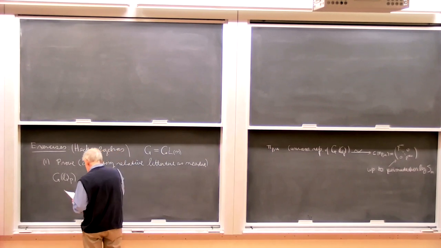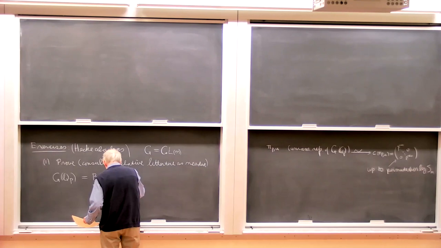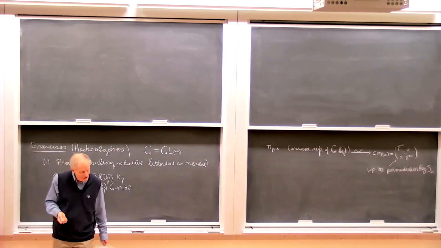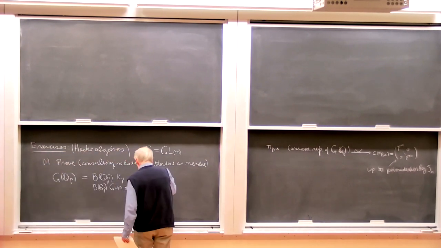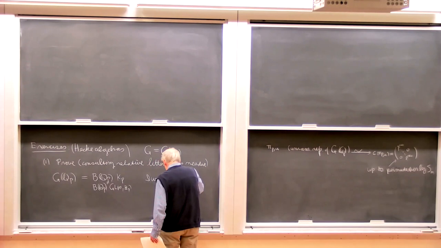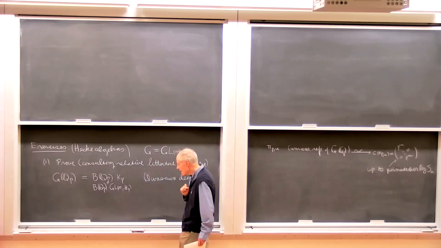Okay, so this is B(Q_p) times GLn(Z_p). So any element in G(Q_p) can be written as an upper triangular matrix times an integral matrix. And that's called the Iwasawa decomposition for real groups.